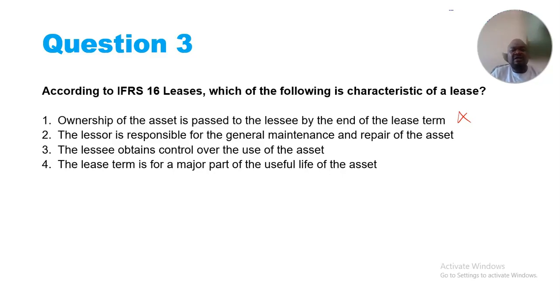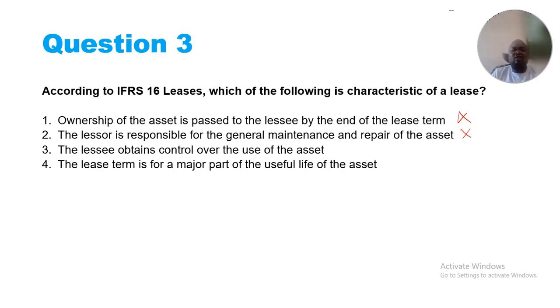Two, the lessor is responsible for the general maintenance and repair of the asset. This one depends on the lease terms again, whether, according to the lessor, it is an operating or finance lease. So it also depends on the terms of the lease, which means by elimination, you can see that 2 is wrong.